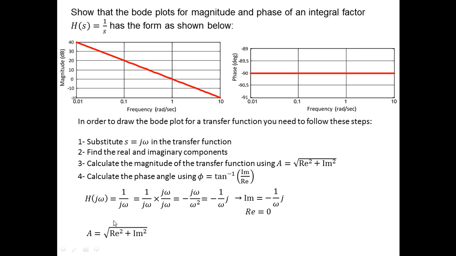So if I want to calculate the amplitude or magnitude of the transfer function, I will need to use A equal to the square root of real squared plus imaginary squared. By substituting these values of the real and imaginary parts, I will have this function, which will be equal to 1 over omega. So the amplitude is equal to 1 over omega.